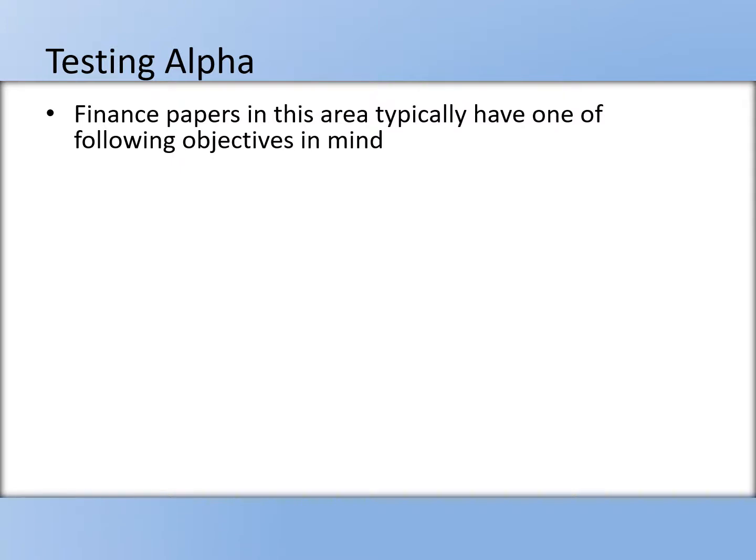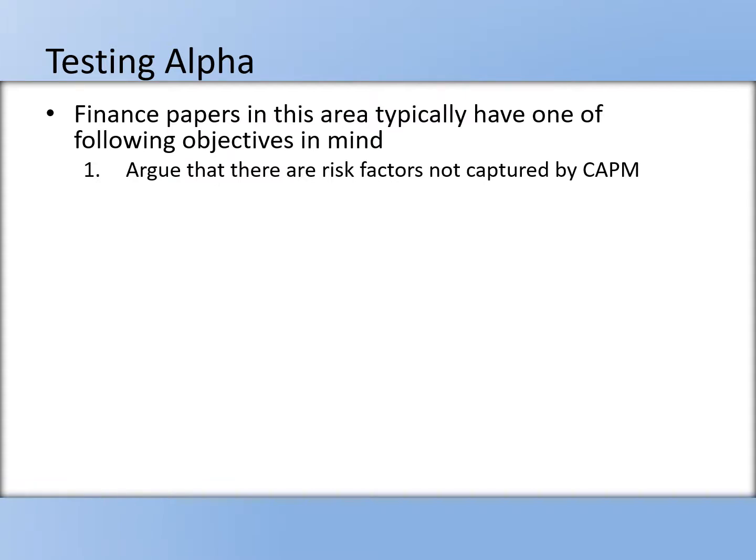Finance papers in this area typically have one of the following objectives in mind. One, you want to argue that there are risk factors not captured by CAPM, right? CAPM only captures market risk: every stock's return is related to the market's return by how much it is correlated with the market return. Maybe you want to say there are other risk factors other than market risk, and they also affect stock price. And investors demand return for these risks.